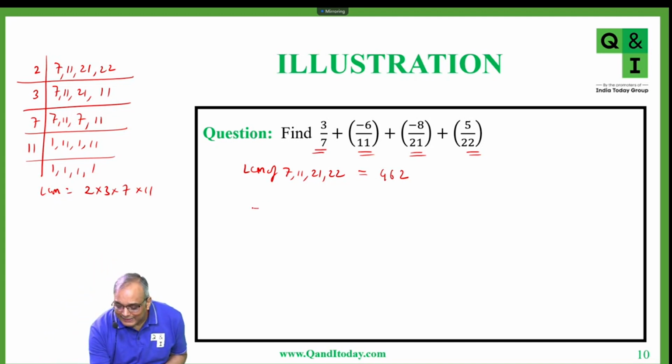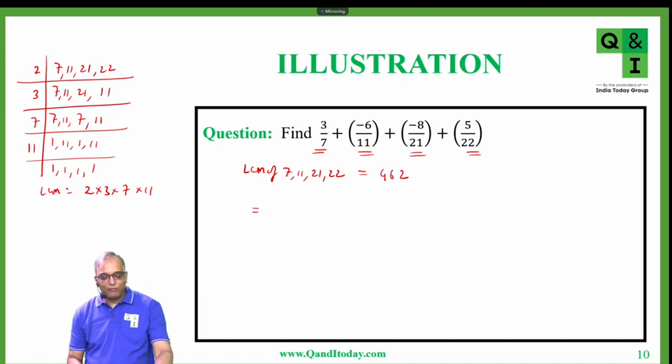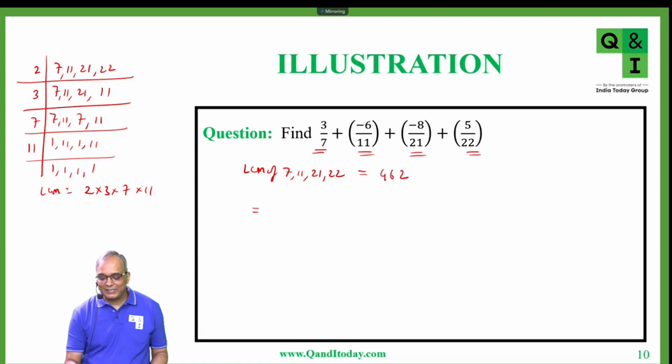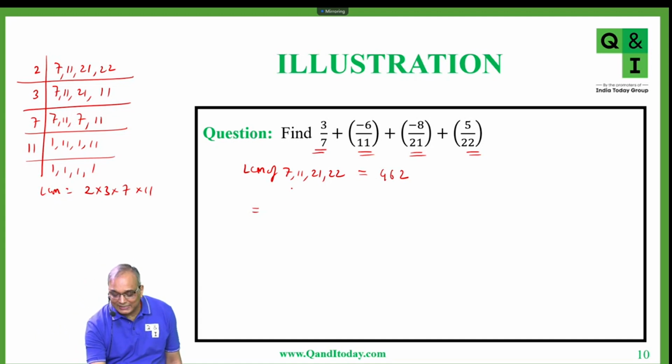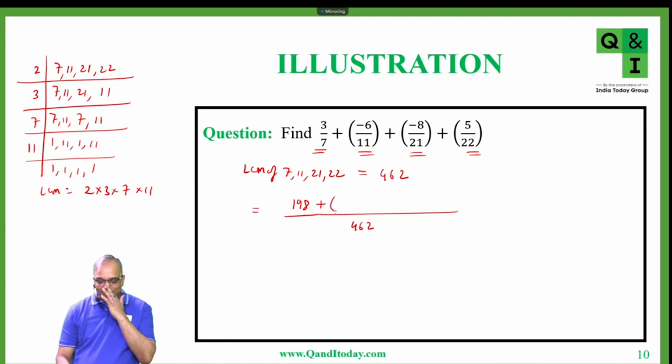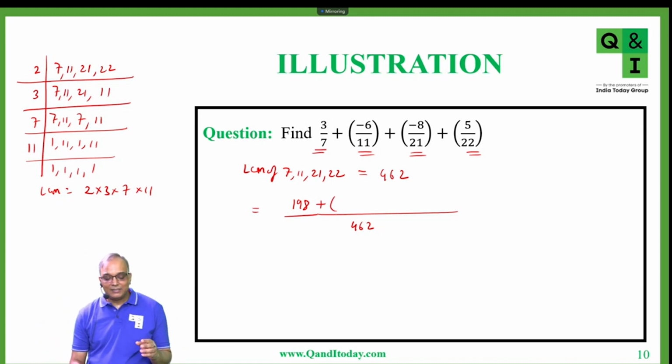So this can be written as 3 by 7. We'll have to multiply this by 66, because 7 is already there. So when you multiply both numerator and denominator by 66, we'll have 198 by 462. Let us take 462 as common: 198 plus, now 11 multiplied with 42 will give you 462.